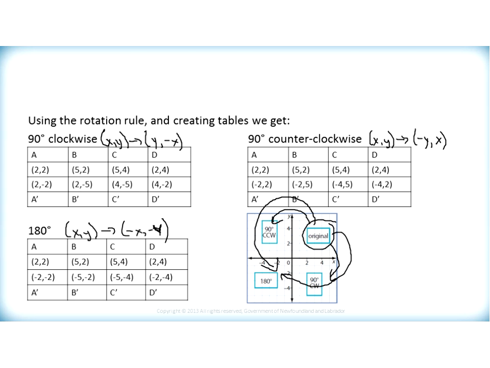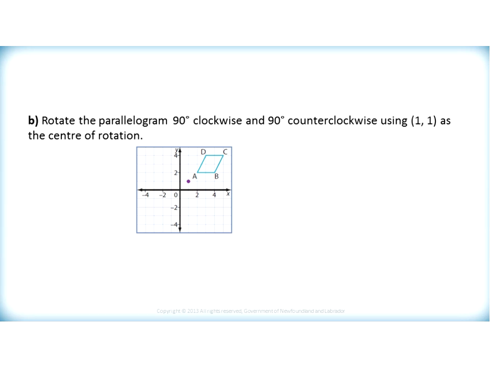Negative y. Try to make that look as y-ish as possible. There we go. So it's negative x, negative y for a 180 degree rotation. So we're going to rotate the parallelogram here 90 degrees clockwise and 90 degrees counterclockwise using 1, 1 as a center of rotation.